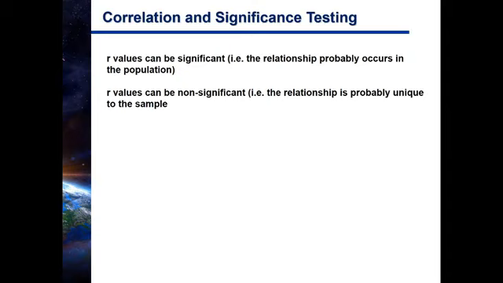And of course, if R is not significant, in other words, the sig value is 0.05 or greater, then that's telling you that whatever relationship you think you're seeing is only unique to your sample. All right. So if you did go out and test the whole population, that relationship would probably not be there. So obviously we're hoping for statistically significant results.